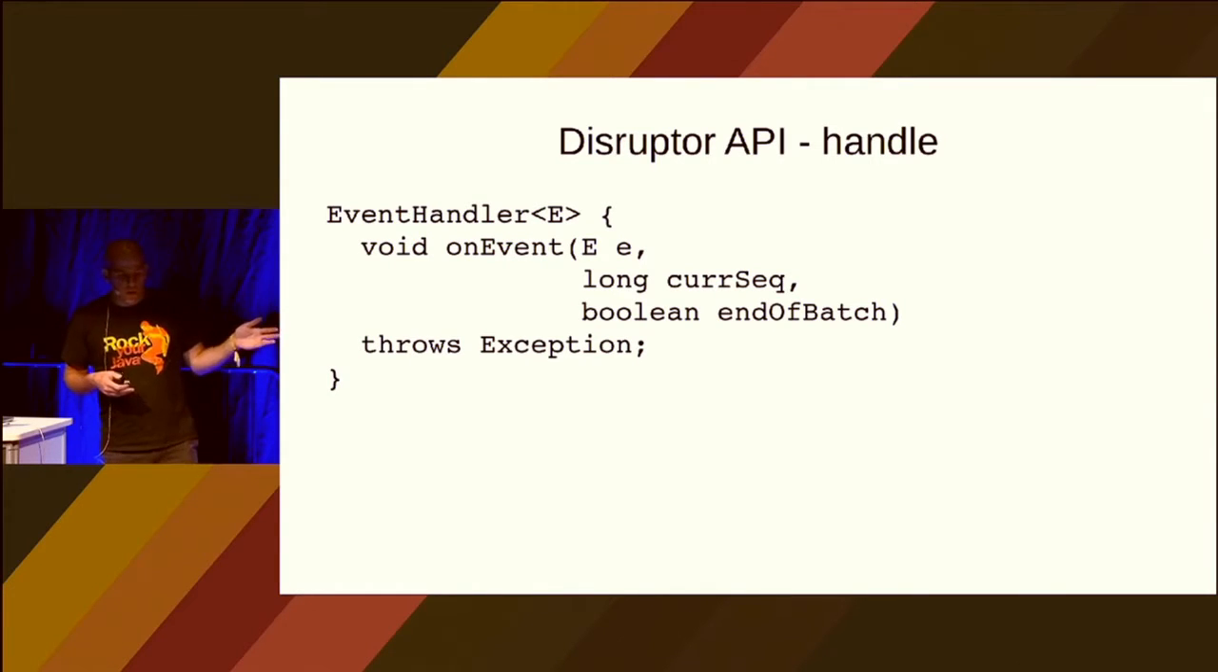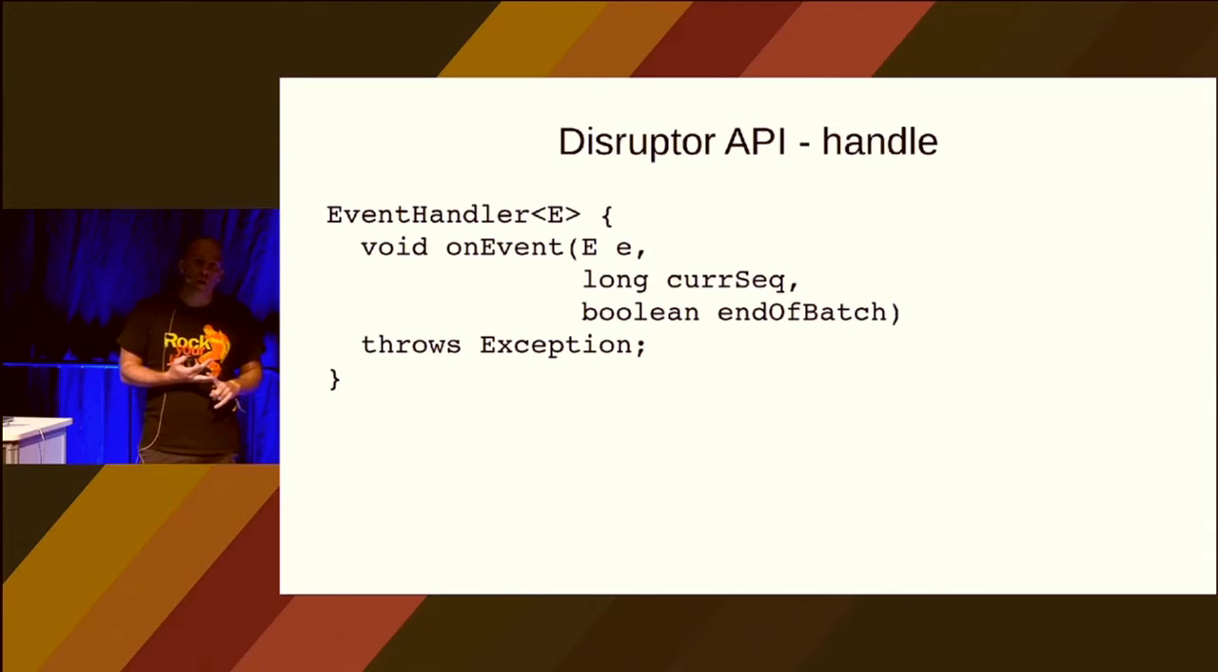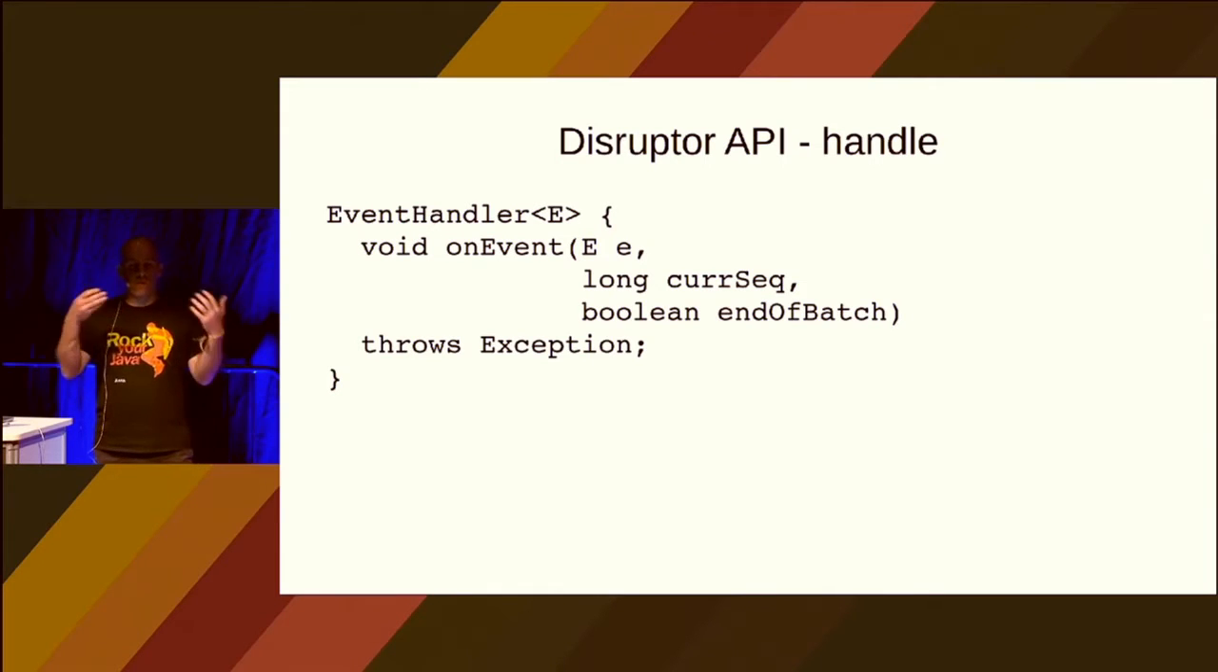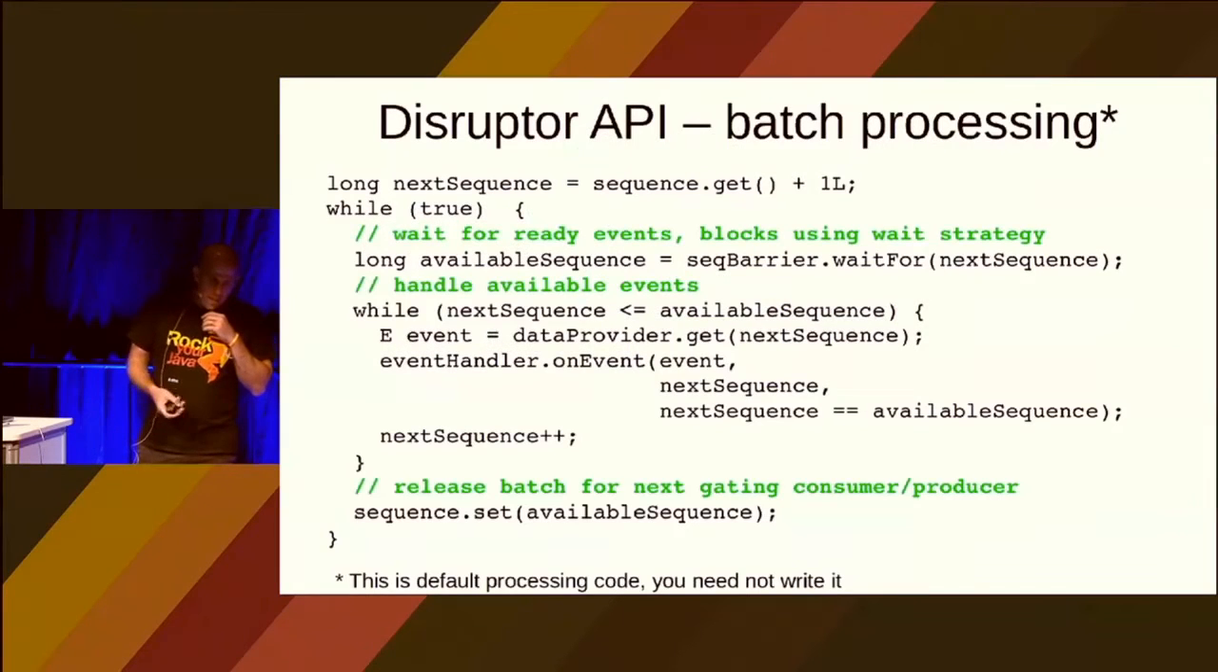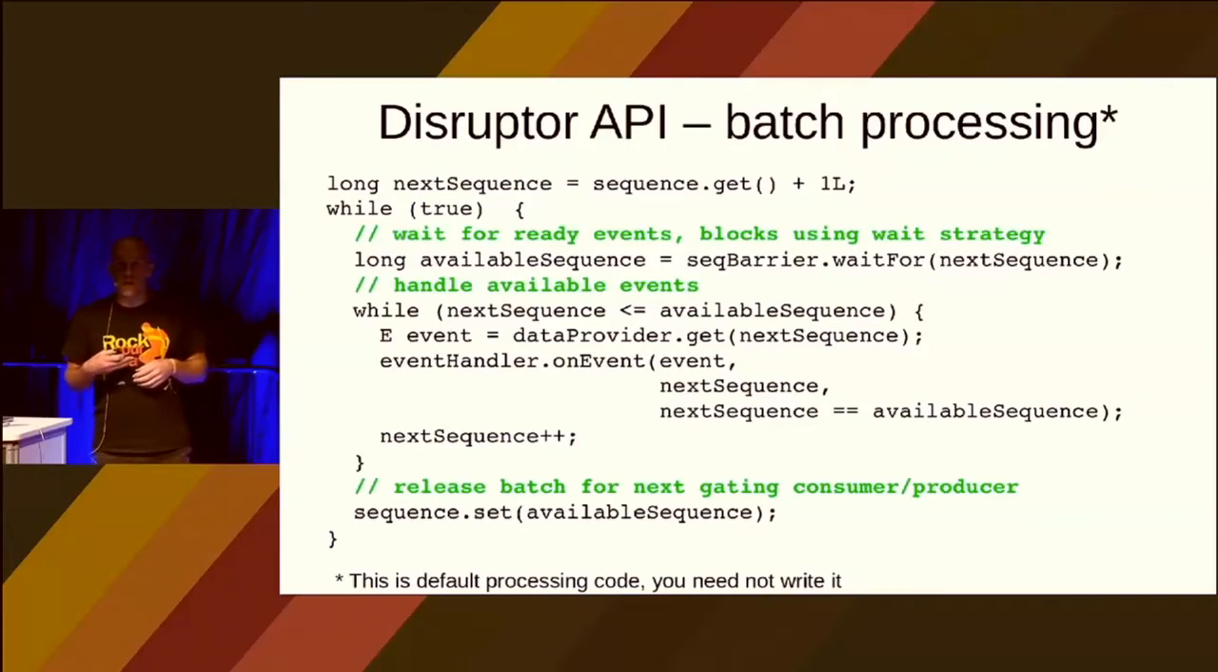On the other side of the disruptor, you have your handlers which read the events from the disruptor. So you implement this interface of handling events. On an event, you know which sequence you're at, and you know if it's the end of a batch of events. So when batches become visible, you can be notified when the recent visible batch has been consumed. This is not the only way to process events off the disruptor. I personally think there's a slight problem with taking cues from the number of events that became visible, but this is the way it works. So this is the default batch processor code.